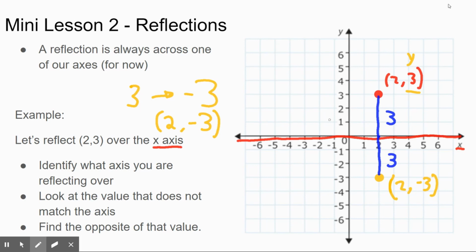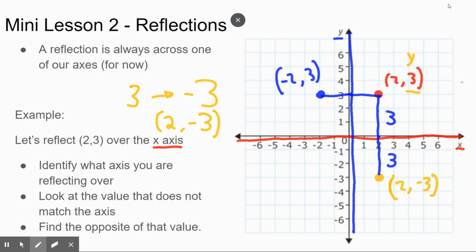If we're reflecting this across the y-axis, we would do the same thing, but we would use our x value instead. So we would have (-2, 3), since we would care about our x values since we're using the y-axis. And our point would be here. So, take a minute to write that down. If you didn't write it down, then we'll look at a you-do problem.